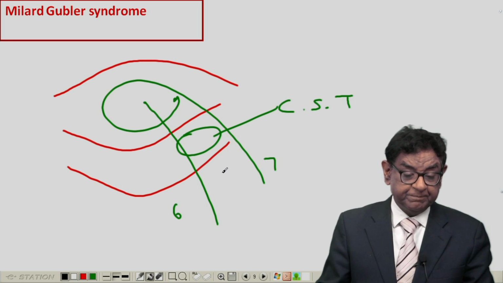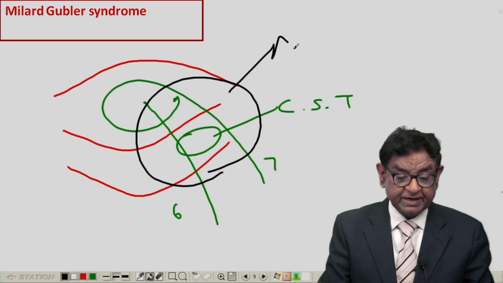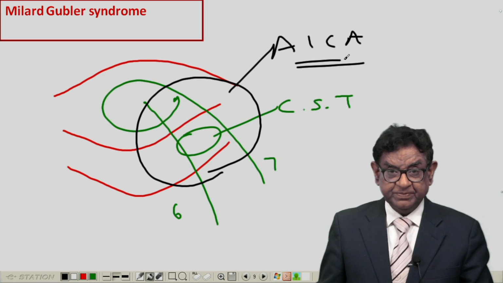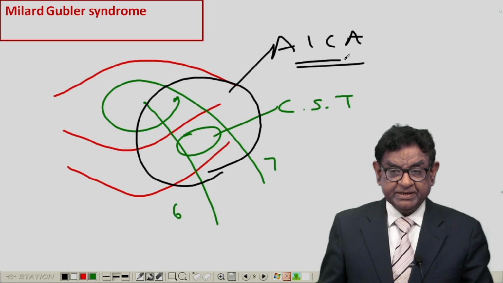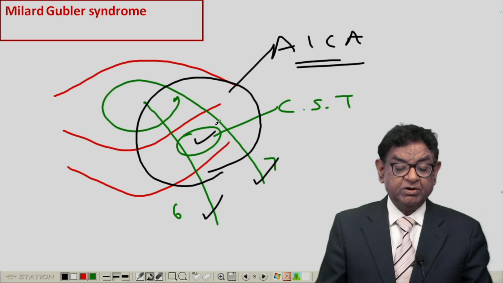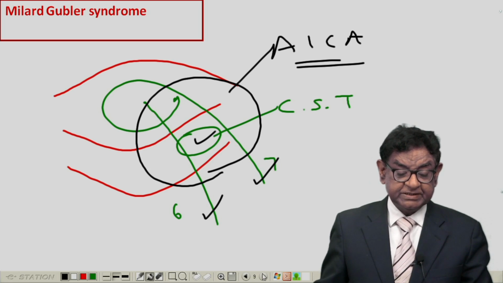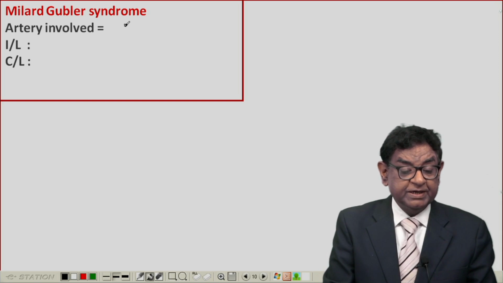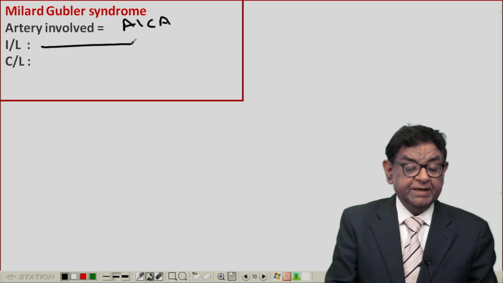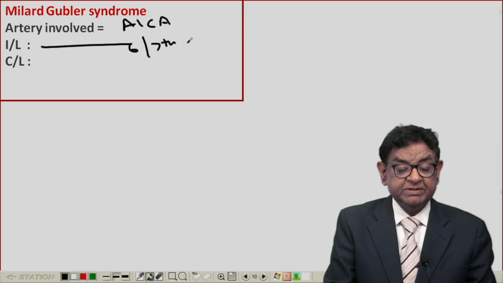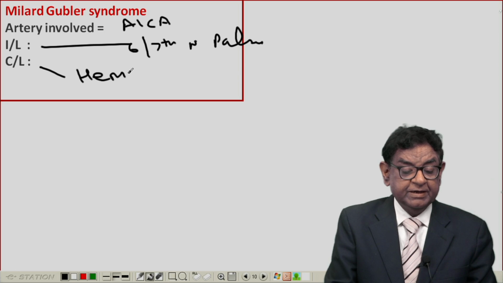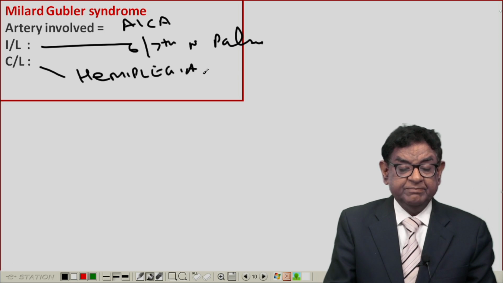Now this part of the brain is supplied by a branch of the anterior inferior cerebellar artery. If this branch is involved, how will the patient manifest? Ipsilateral sixth and seventh nerve palsy, and there will be contralateral hemiplegia, and this is known as Millard-Gubler syndrome. So in Millard-Gubler syndrome, there will be ipsilateral sixth and seventh nerve palsy, and there will be contralateral hemiplegia or hemiparesis.